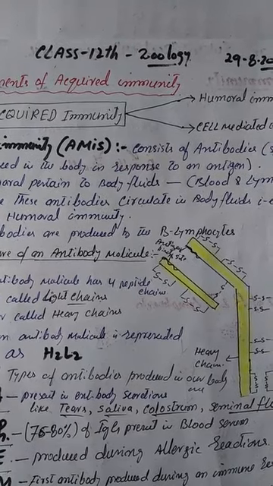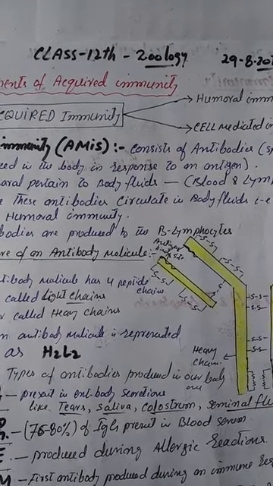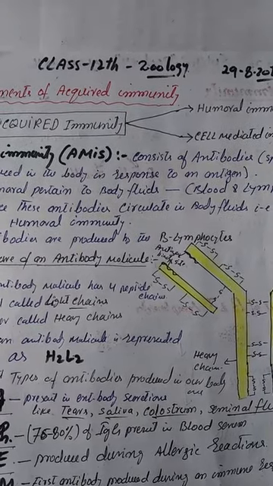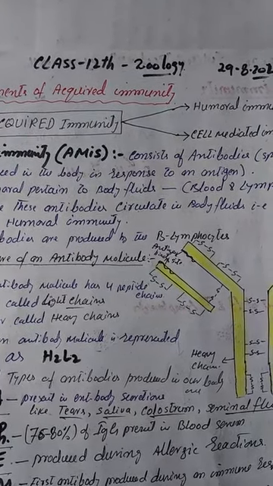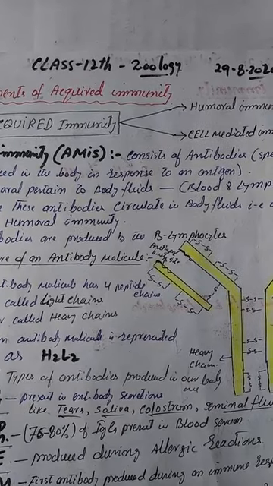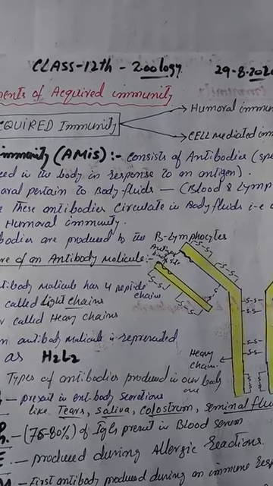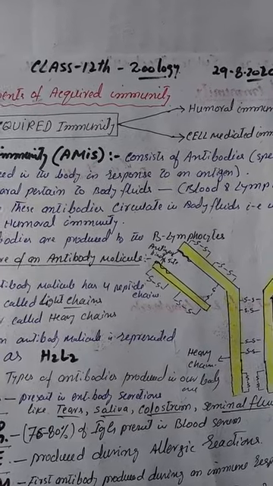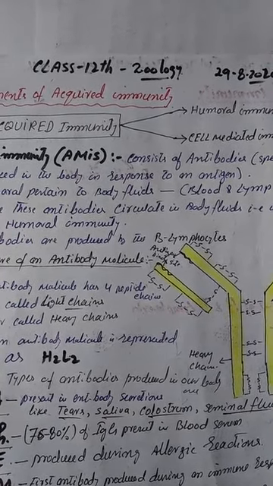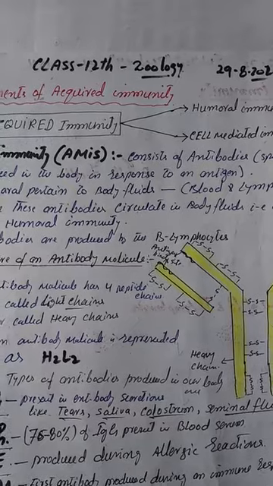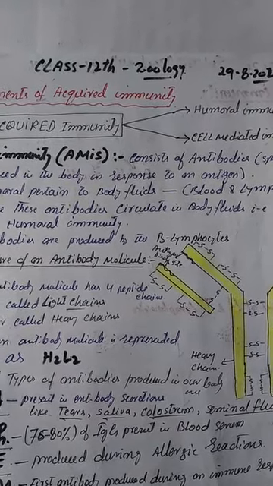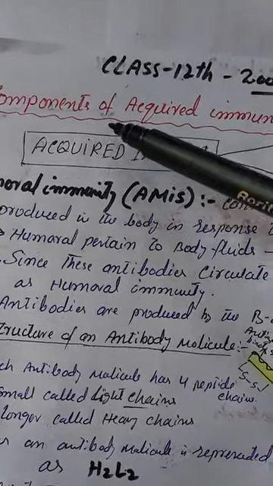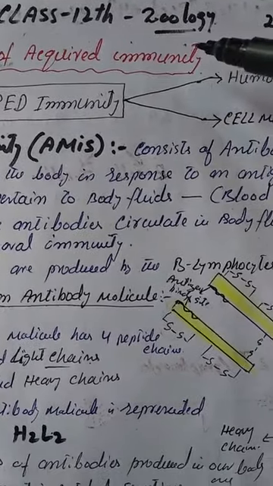Since in our previous topics we discussed immunity, in which we have understood various aspects of innate immunity, and also discussed the basic concept of acquired immunity. Now today we will discuss the components of acquired immunity.